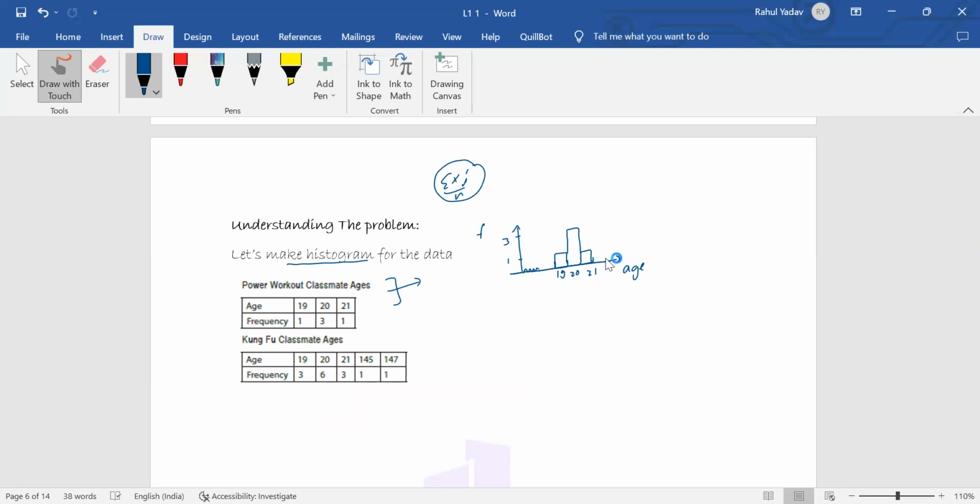So this will be coming out to be something like this. Okay, so this is the histogram. From this histogram, we can easily see the central value can be something like 20. This is the central value, that is 20.